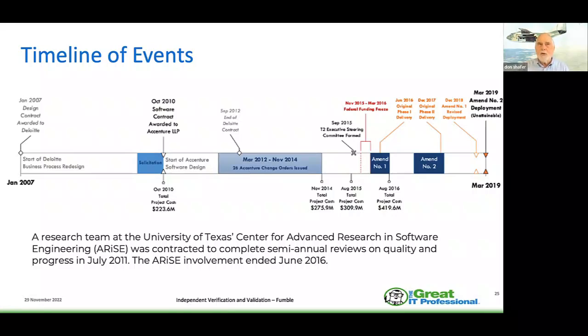And those change orders started out at 223 million, went to 275 million, then to 300 million, and finally it was 419 million after the first amendment. And so all of these went through. We were out of there by August of 2016.